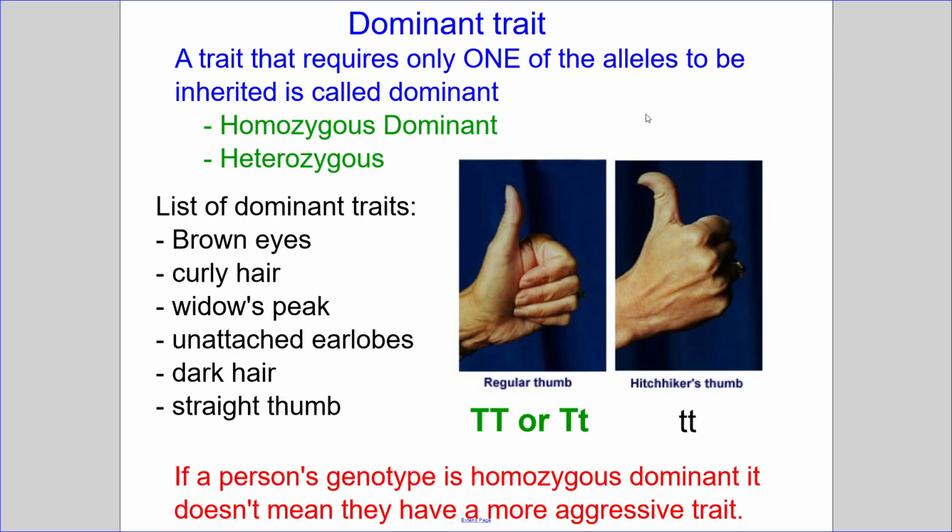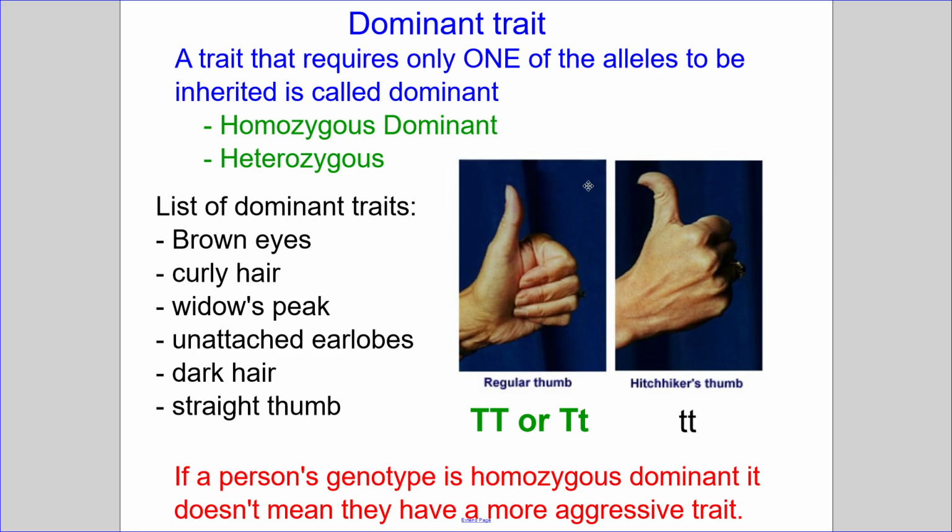So, some examples of dominant traits. This is a trait that requires only one of the alleles to be present in order to show itself. A genotype combination can be homozygous dominant, capital letter, capital letter, or heterozygous, capital letter, lowercase letter. So here are a couple of examples of dominant traits: brown eyes, curly hair, widow's peak, unattached earlobes. We'll talk about what those are in a second. Dark hair and straight thumb.